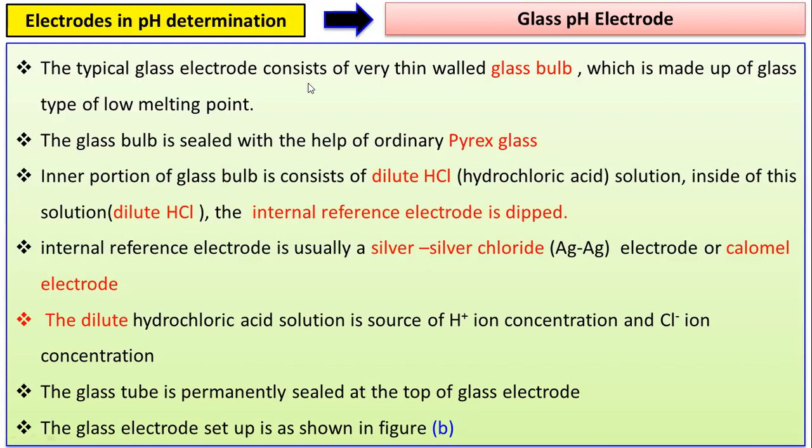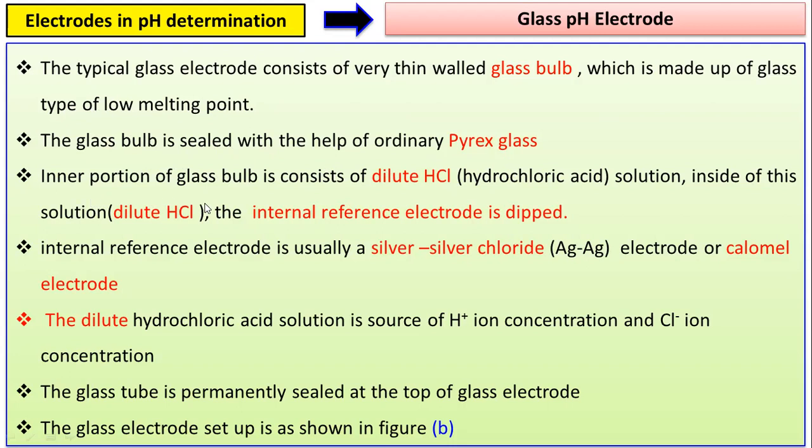The typical glass electrode consists of a very thin walled glass bulb, which is made up of glass of low melting point. So basically, the glass bulb used in the glass pH electrode is made up of glass material which has a lower melting point. Then the glass bulb is sealed with the help of ordinary Pyrex glass. The upper part of the glass electrode is sealed, and typically it is sealed with the Pyrex glass. That is a kind of glass.